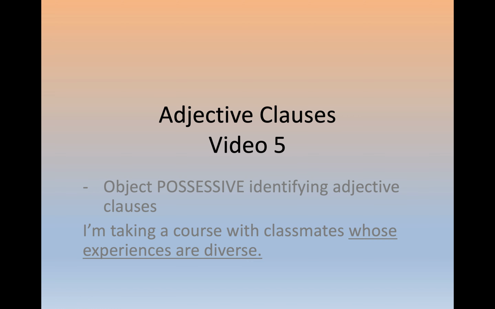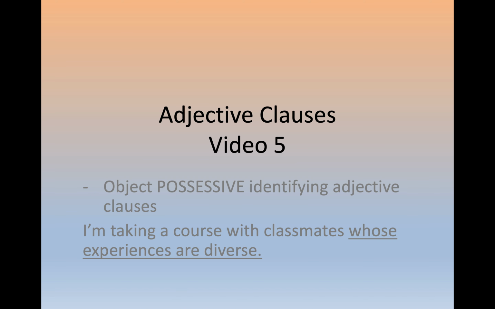This is another video about adjective clauses. This is video 5 in the series, and this video will focus on object possessive identifying adjective clauses. We're still looking at adjective clauses with no commas. These are adjective clauses that we need for the sentence to make sense. There are no commas. Now we're going to be looking at possessive.